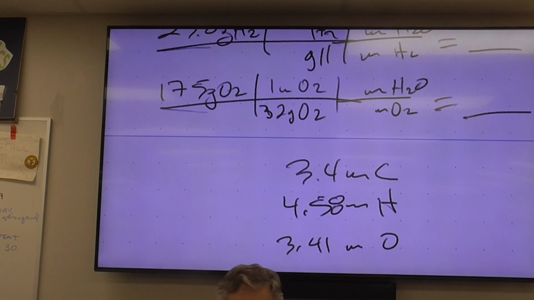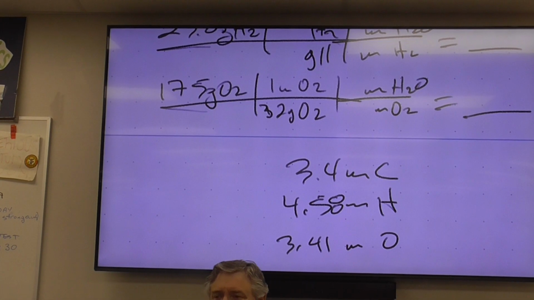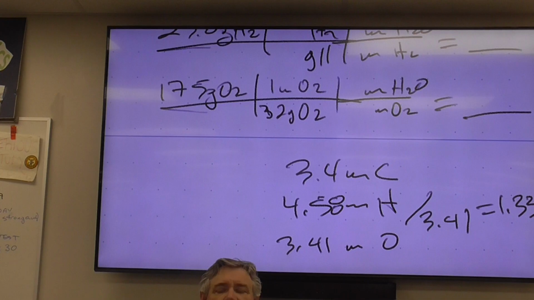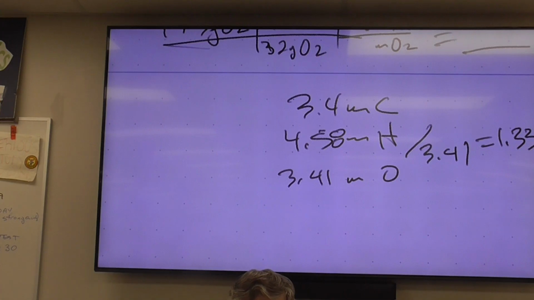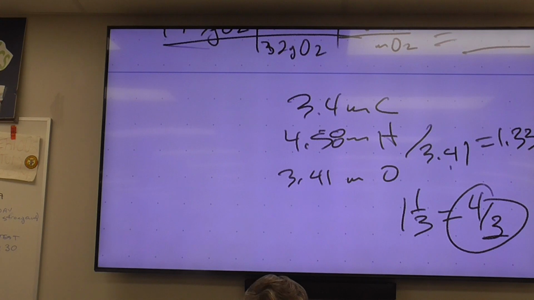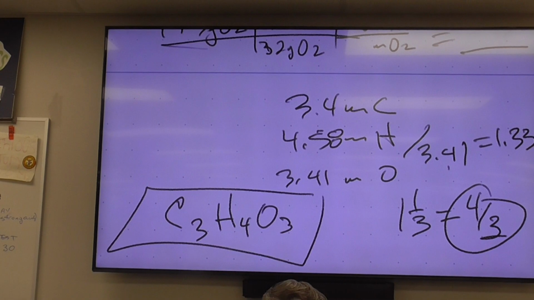So what do you notice about the carbon and the oxygen? They're similar, so the numbers are going to be the same. If you divide by 3.41, and this one gets a little bit sketchy, you get 1.33. That's too far away to round to 1. So 1.33 is the same as 1 1/3, which is the same thing as 4/3. So that's the ratio of hydrogen to oxygen. So what's the formula? C3H4O3. There's the answer to the last one.